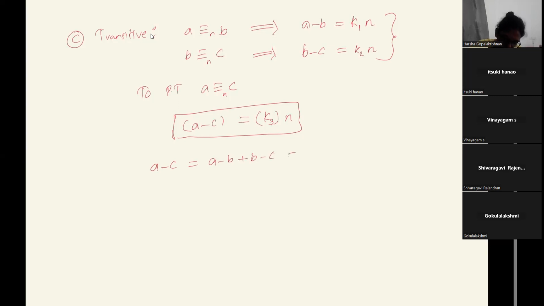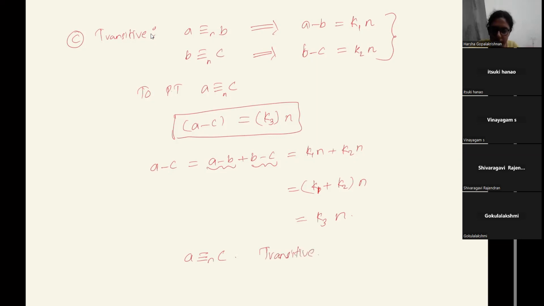So what we will get: A minus B is K1N plus B minus C is K2N. This we can write as K1 plus K2 times N. We can take it as K3. So we got A minus C equal to K3N. So A is related to C by this relation. We are getting the transitivity also. So we are getting all the conditions, reflexive, symmetric and transitive. So it is an equivalence relation.